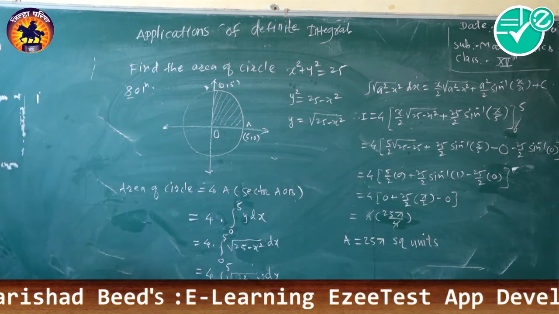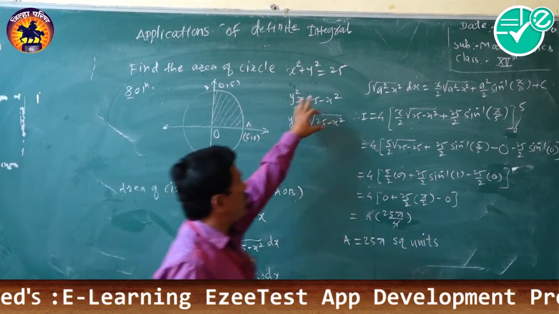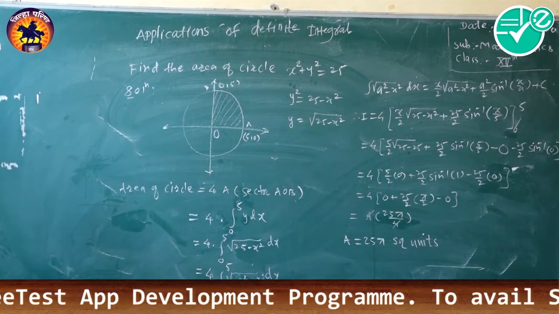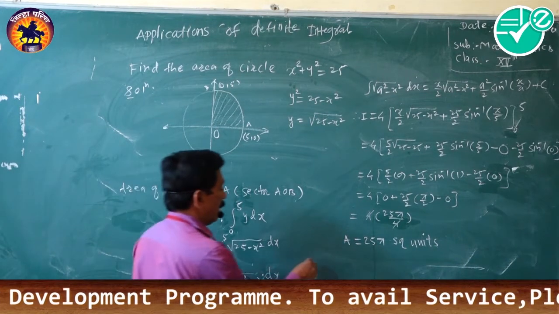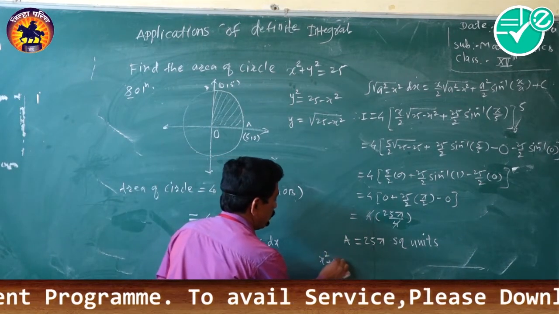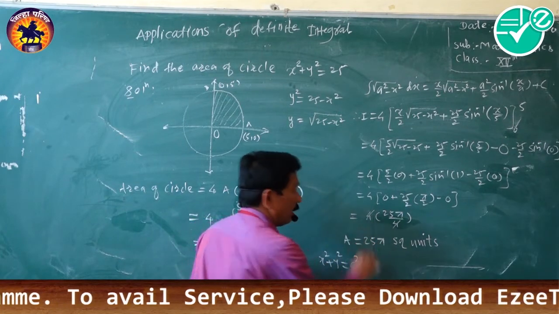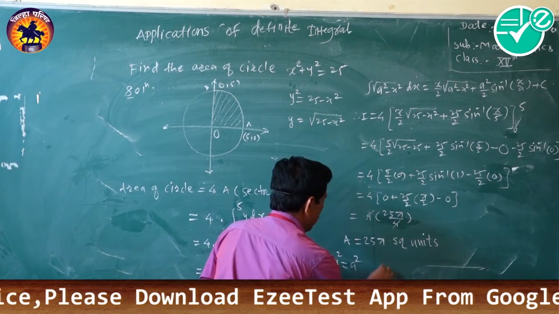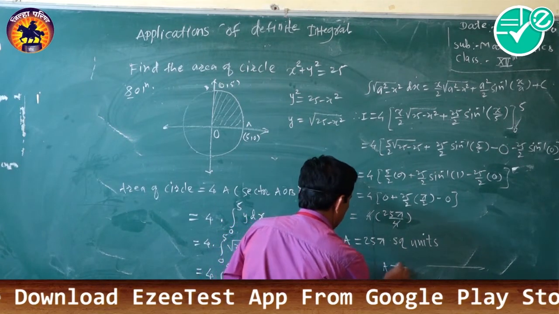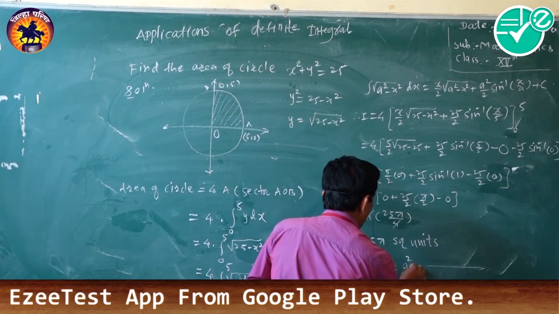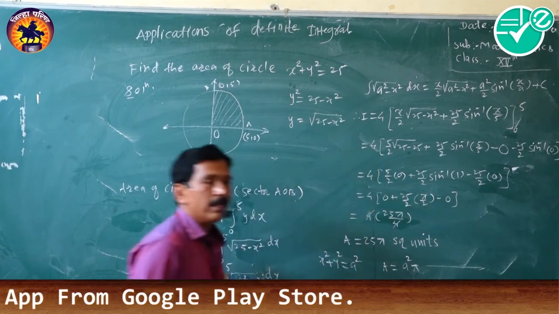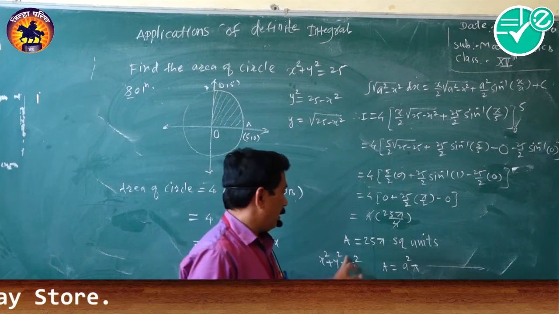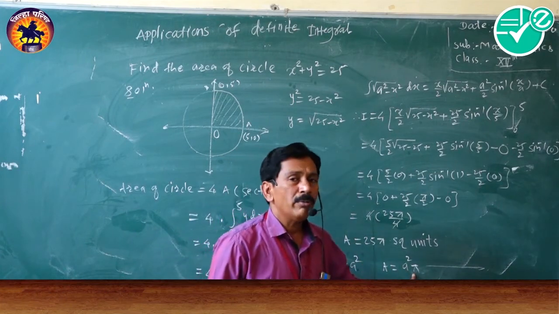This is the area of the circle x square plus y square is equal to 25. Now for any circle x square plus y square is equal to a square, the area of that circle is always a square pi. You can write area is a square, that is radius squared, multiplied by pi.